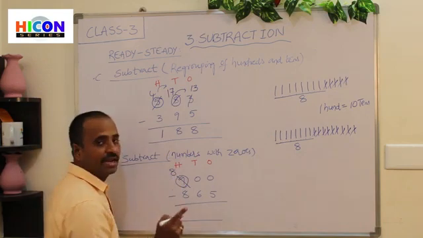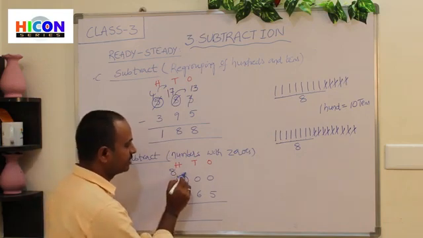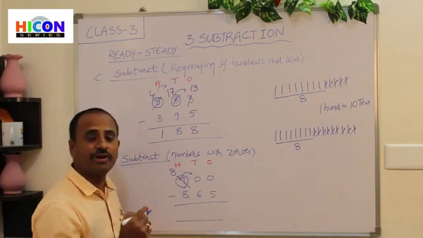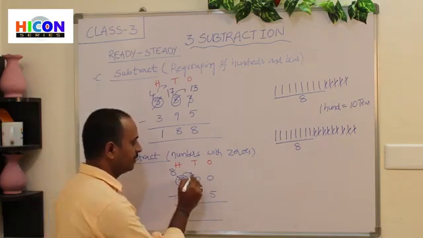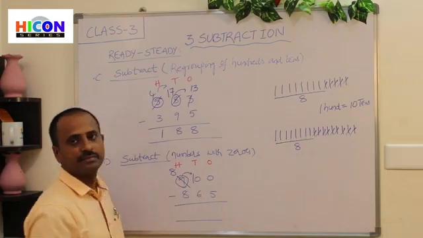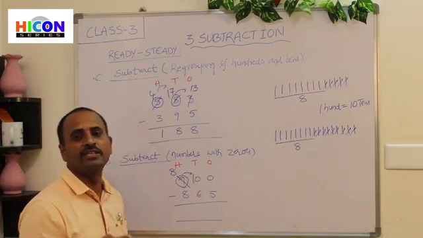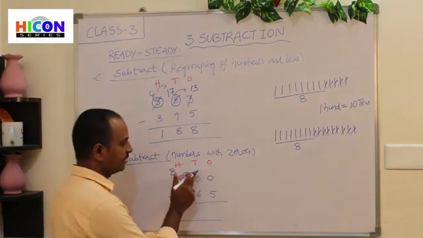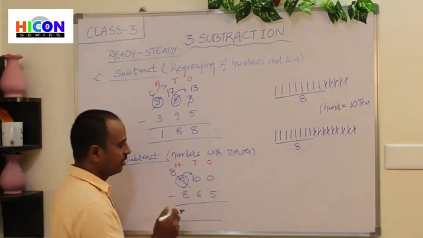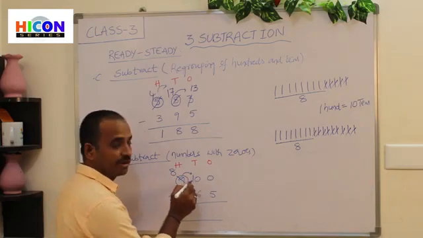And now carry 100 to the tens place. If you carry 100 to the tens place, it will become 10 tens. So 0 becomes 10. Now there are 10 tens.